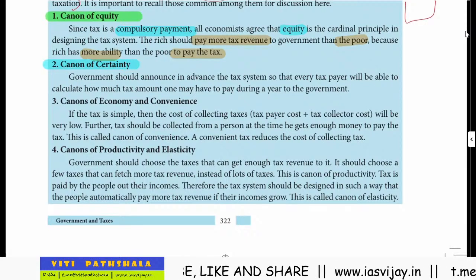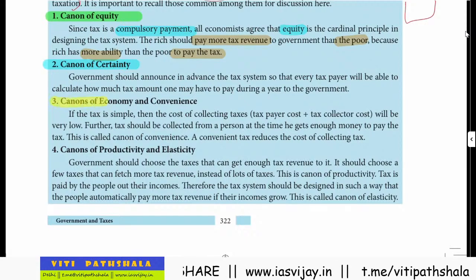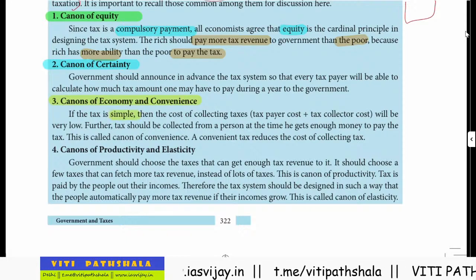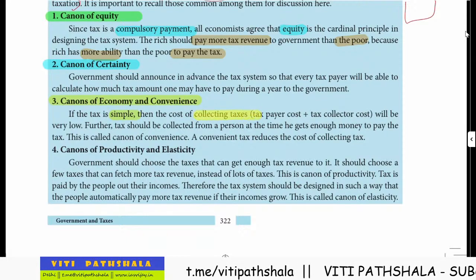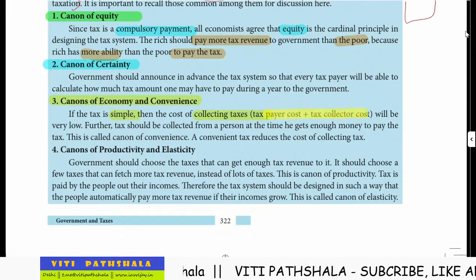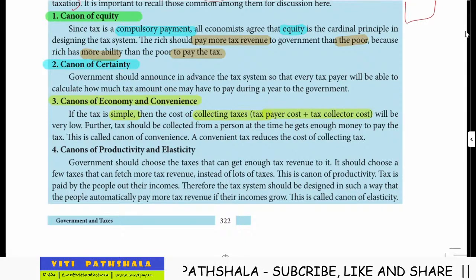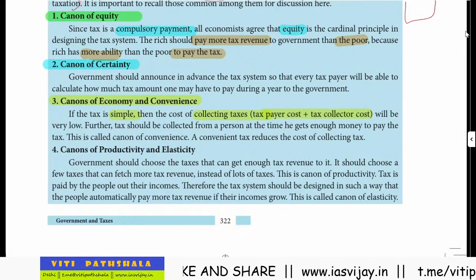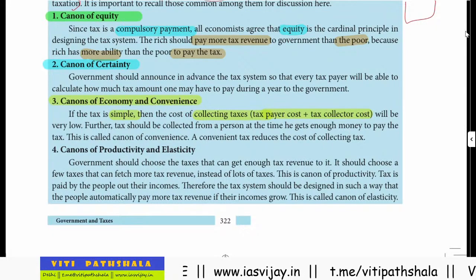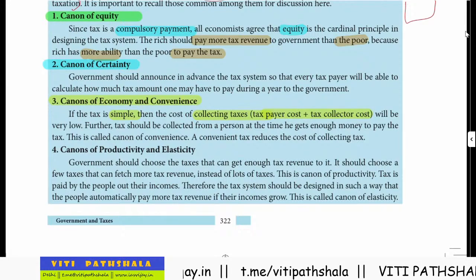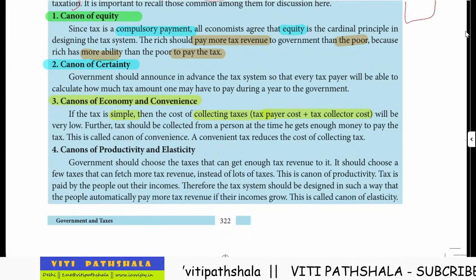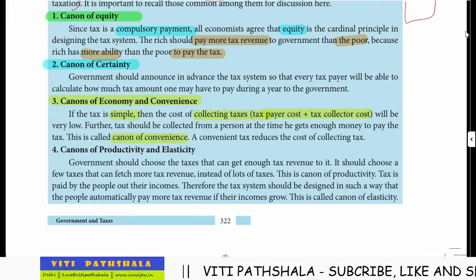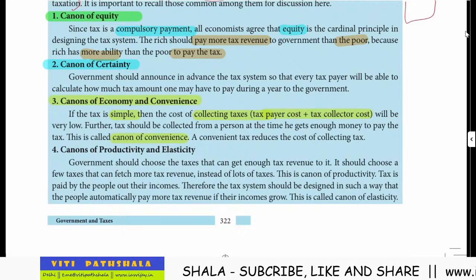Now, the canons of economy and convenience. If the tax is simple, then the cost of collecting tax, that is the taxpayer cost and the tax collector cost, will be very low. Further, the tax should be collected from a person at the time he gets enough money to pay the tax. Now, this is called the canon of convenience. A convenient tax reduces the cost of collecting tax.